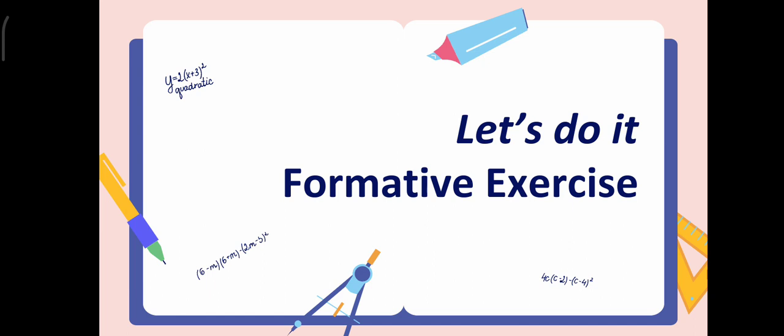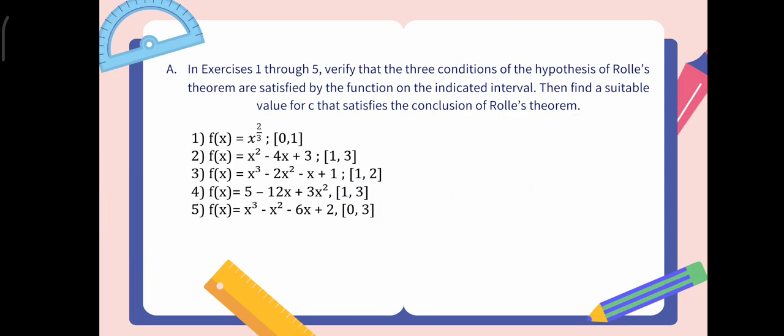So let us have a formative exercise to test your knowledge about the mean value theorem and also Rolle's theorem. You may screenshot the screen. For exercises 1 through 5, verify the three conditions of Rolle's theorem. What are those? I already discussed them. If those three conditions are satisfied by the function, you may find the suitable value of c that satisfies the conclusion of Rolle's theorem in the closed interval of the given function.